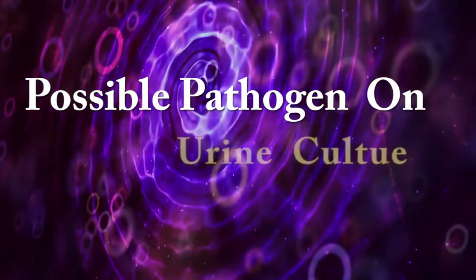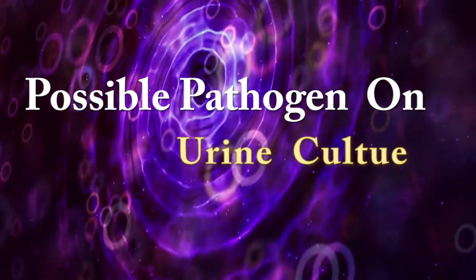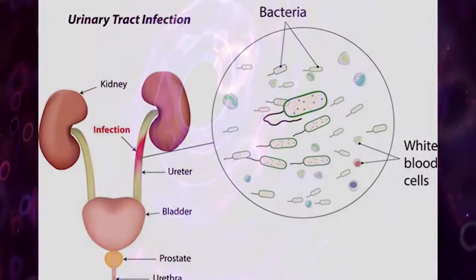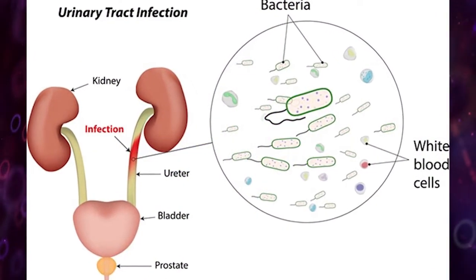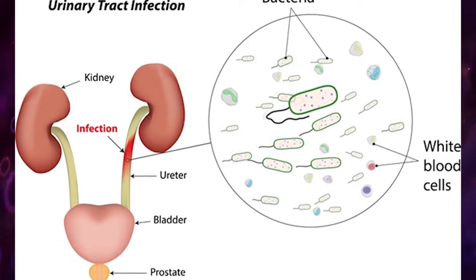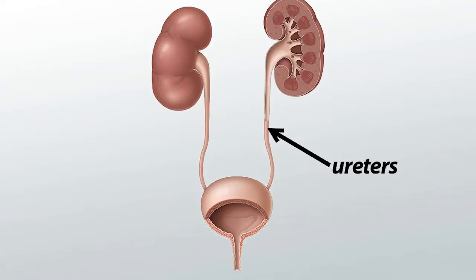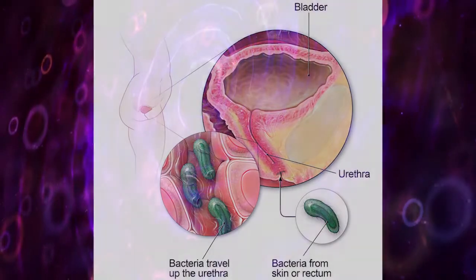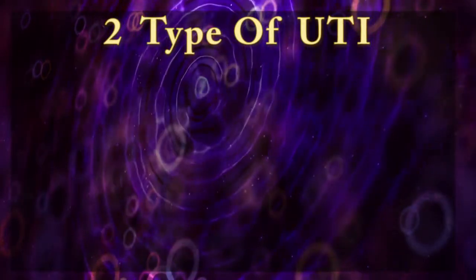In this video, I'm going to teach you possible pathogens on urine culture. A urinary tract infection is an infection in any part of the urinary system, such as your kidney, ureter, bladder, and urethra. There are two main types of urinary tract infections.